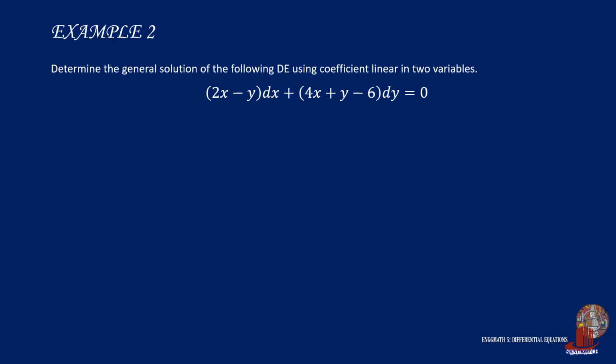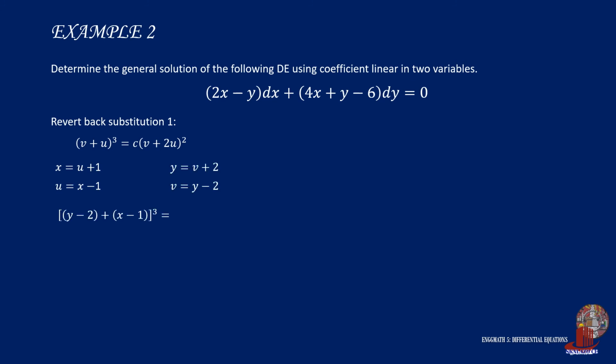With the resulting equation, revert the first substitution, equating u with x and v with y. By plugging these values, there is not much to work on as they are simple enough, so just collect the constants to give the cube of the quantity y plus x minus 3 is equal to c times the square of the quantity y plus 2x minus 4, and this is the general solution for the given differential equation.